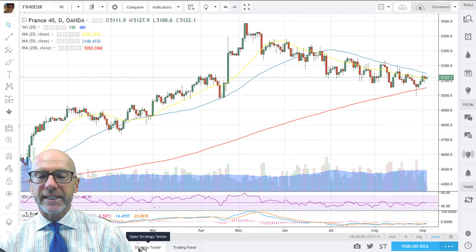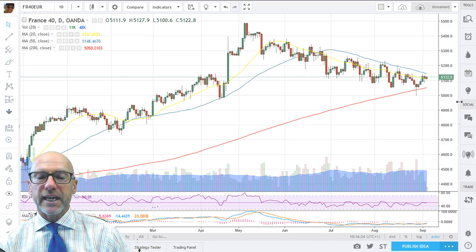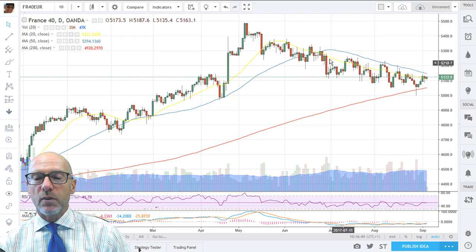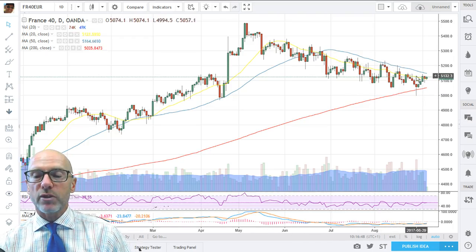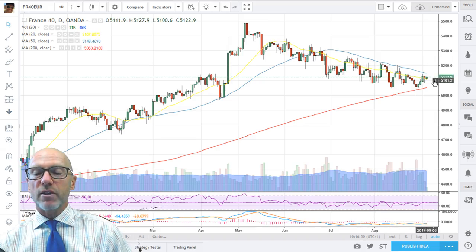So here we have the daily on the CAC, and you can see that since the election, the 8th of May, we've been in this downtrend. And we're getting this continual pattern of lower highs and lower lows. At the moment, we are towards the upper boundary of that downtrend channel.